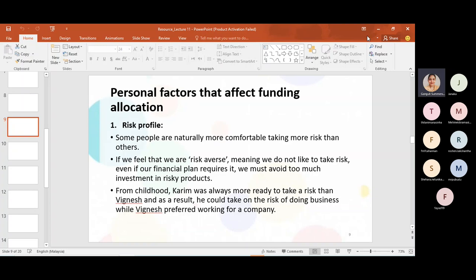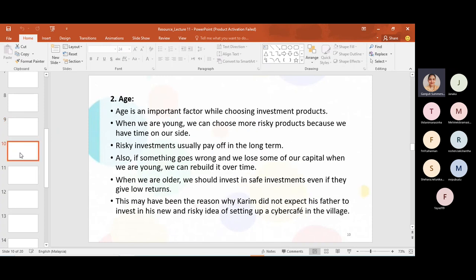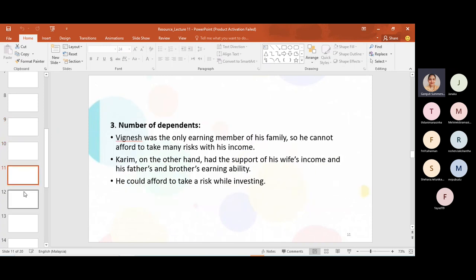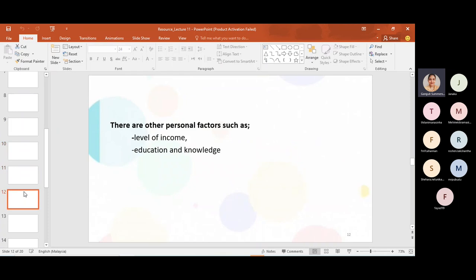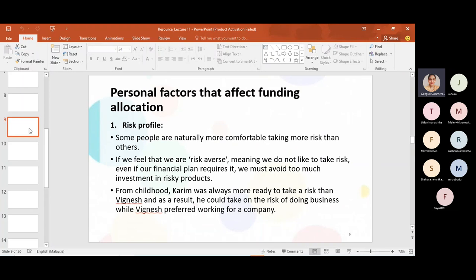So there are several personal factors that affect funding allocation: risk profile, age, number of dependents, level of income, education, and knowledge. Okay, so we can start discussing each factor separately. First of all, we can discuss the risk profile.